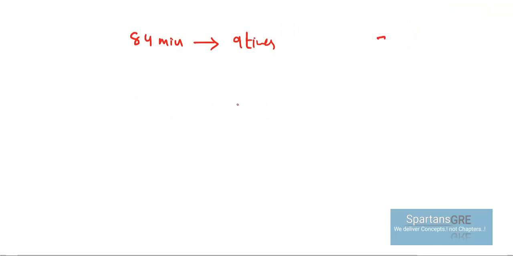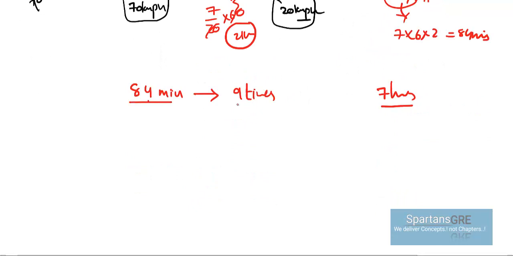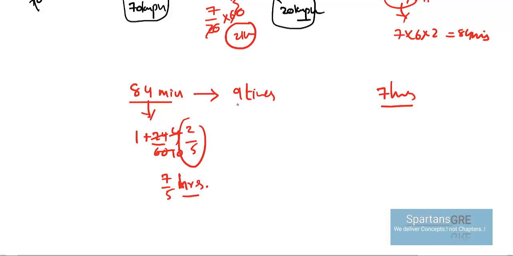They have asked for 7 hours, right? In the first 7 hours, how many times do they meet? That's your question. 84 minutes can be written as 1 hour 24 minutes. 24 by 60 is 4 by 10, which is 2 by 5. So 1 and 2 by 5, this will be 7 by 5 hours. So I converted these 84 minutes into hours. So in 7 by 5 hours, they meet 9 times. Right? This is what you can say.